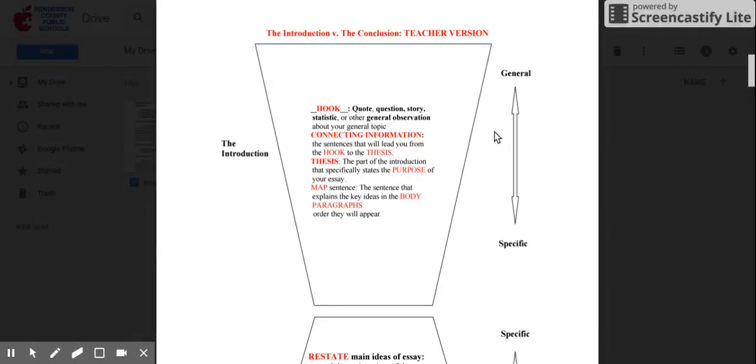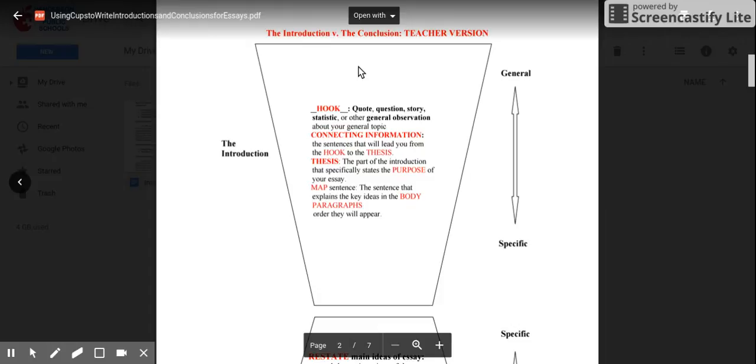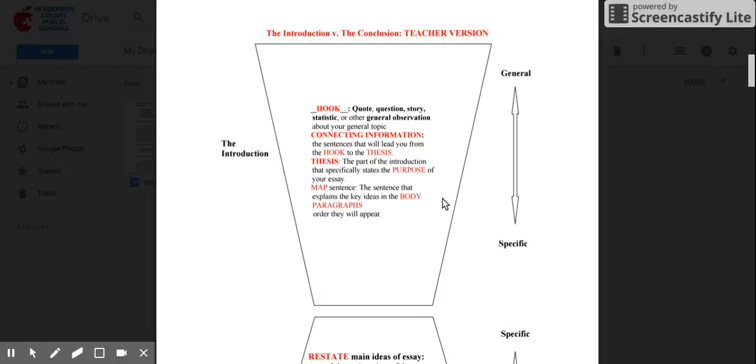The best way to think about an introduction and conclusion is to think about them in the form of a cup. In your introduction, your statement should be really general in the beginning. See how wide the cup is at the top? And then as you go down, like a funnel, you should be more specific in what you're going to talk about in your paper.